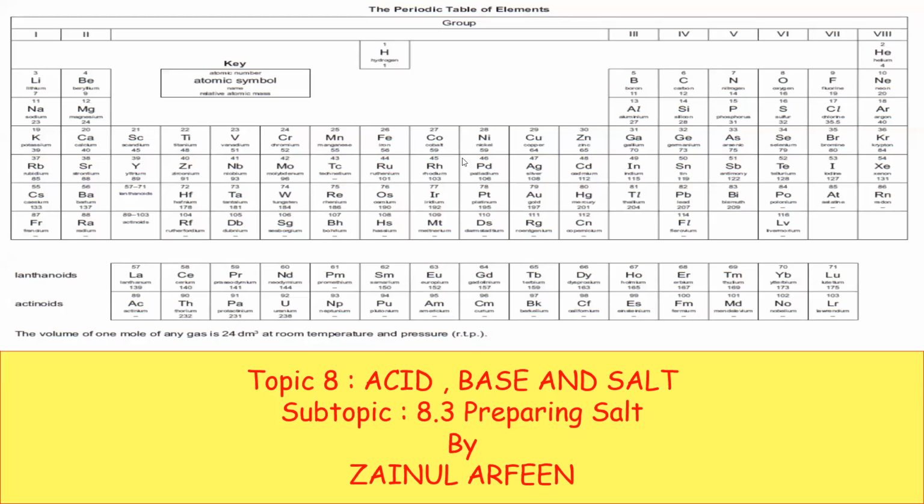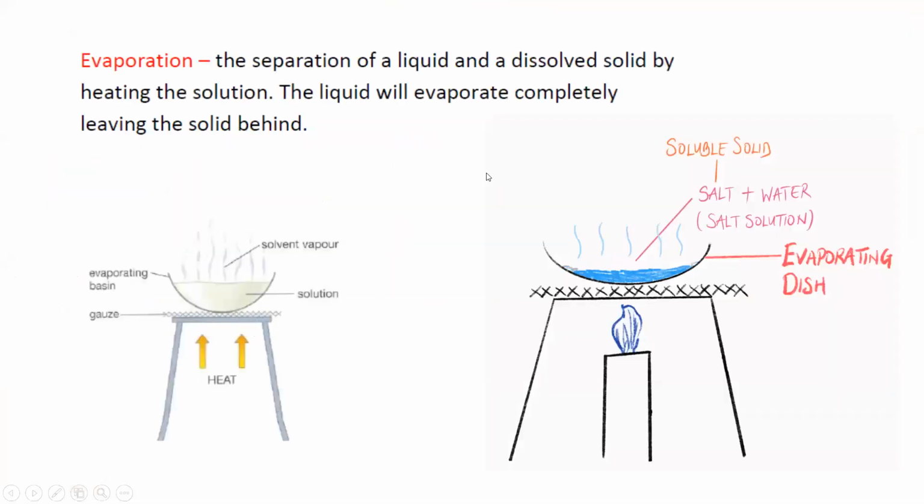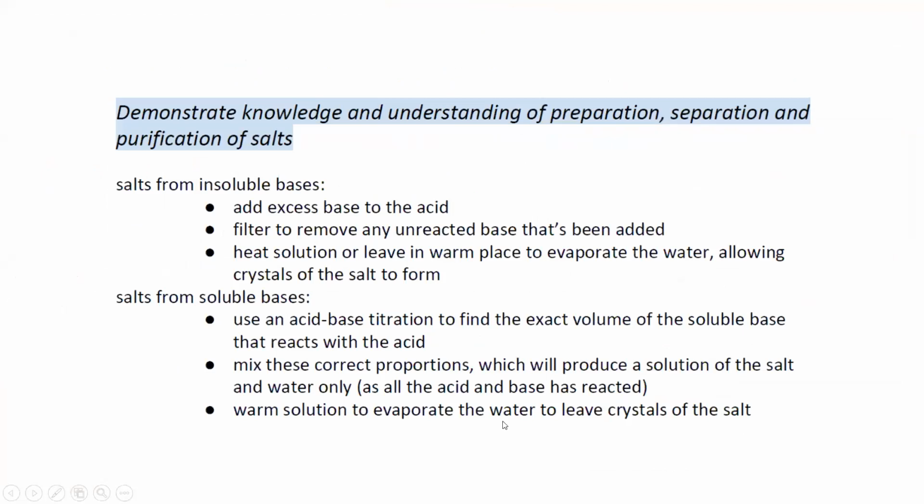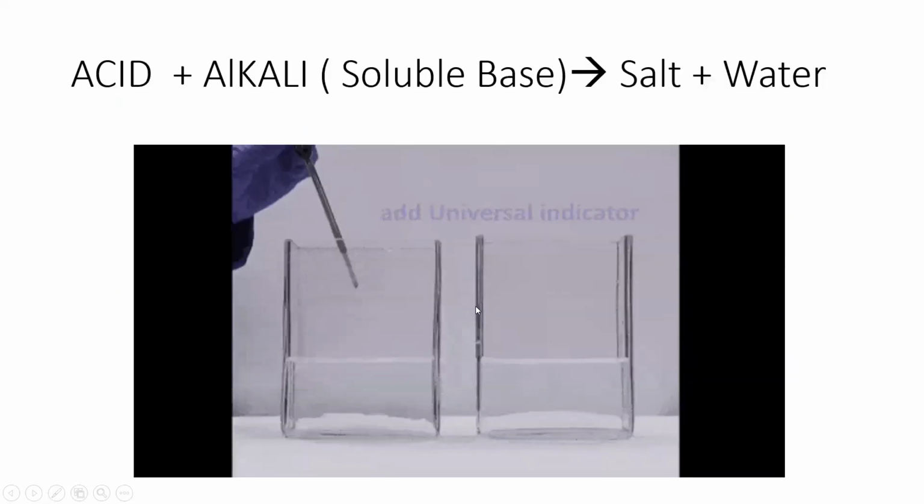So in the last session, we discussed how we can prepare a salt, and the preparation of soluble salts we are discussing. If you want to prepare a salt from solution, we can use either evaporation or crystallization. To prepare the soluble salt from solutions, we can use an insoluble base. We use excess of the base, then remove the unreacted base by filtration, and then use crystallization to obtain the salt. Or from a soluble base, like how can we obtain a salt from a soluble base?